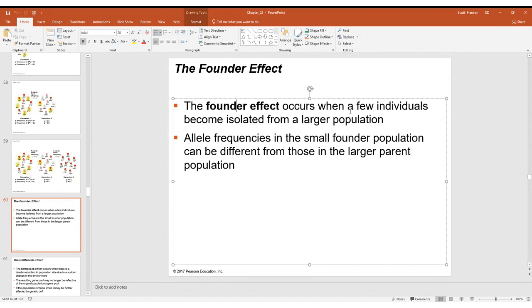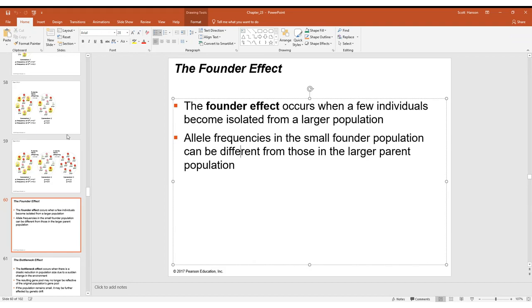So the founders of this new population are just a small number of individuals from a larger population. And so if there's just a small number of individuals that are forming this new population, chances are the allele frequencies in the small founder population are going to be very different from the larger parent population.